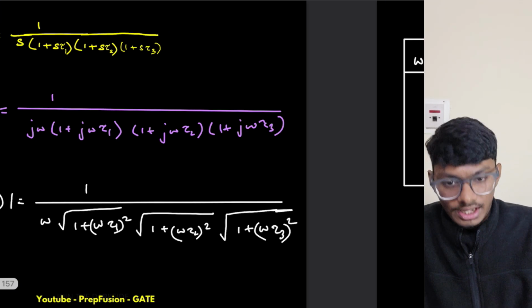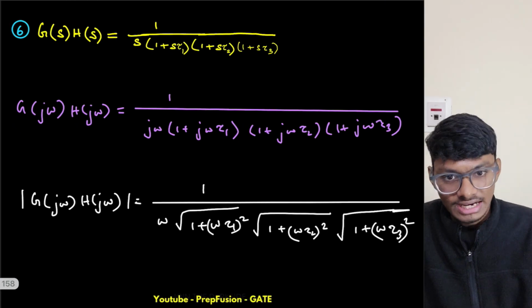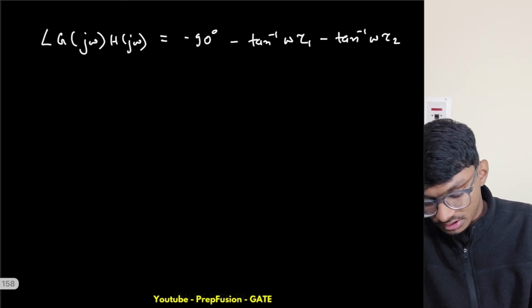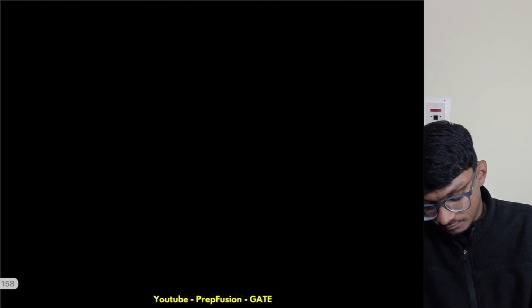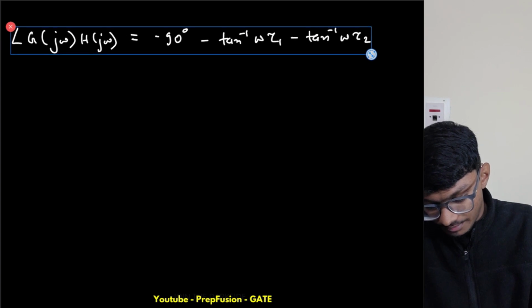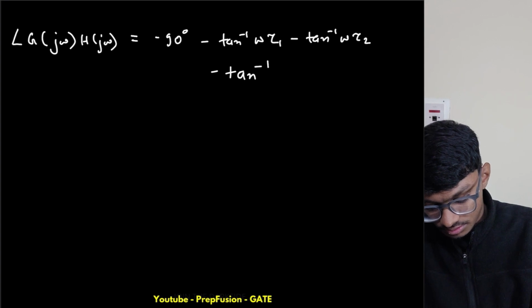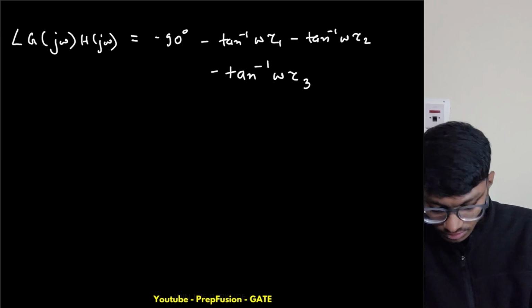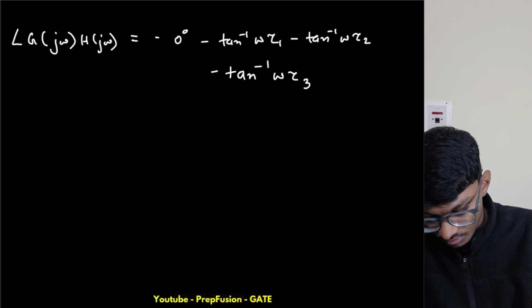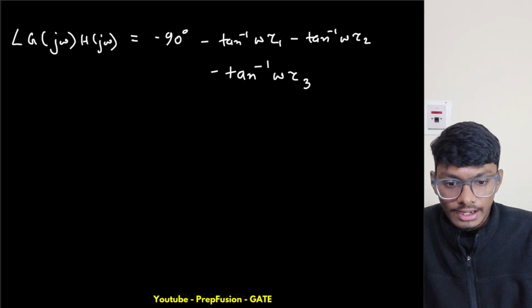Now what is the angle? For the angle, again I will copy paste. Just one extra term will get added, that is minus tan inverse omega tau 3. I hope you are understanding. Just one extra term, this extra term minus tan inverse omega tau 3, is getting added. So this is basically the angle formula.